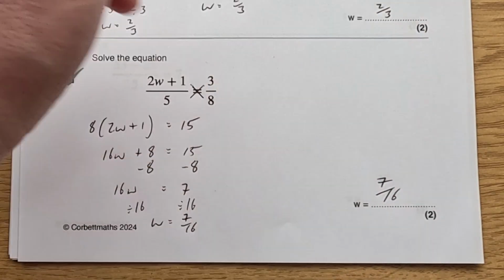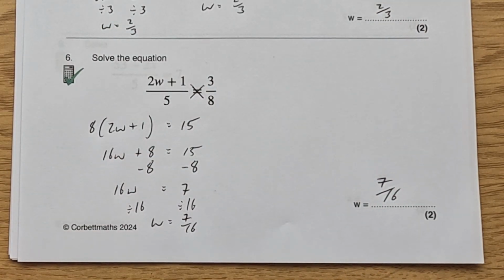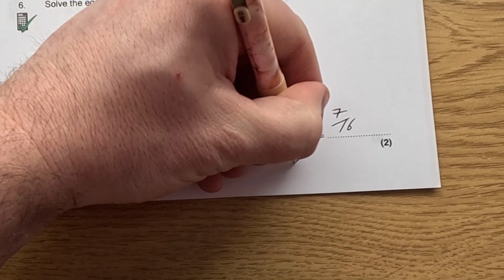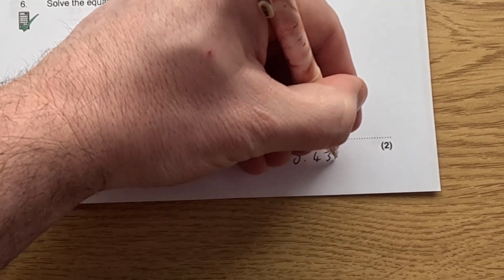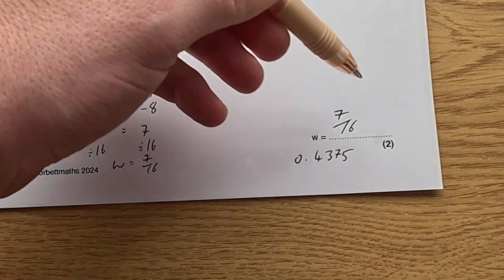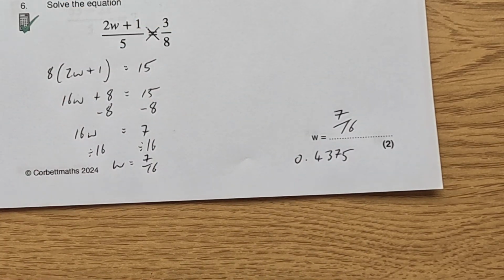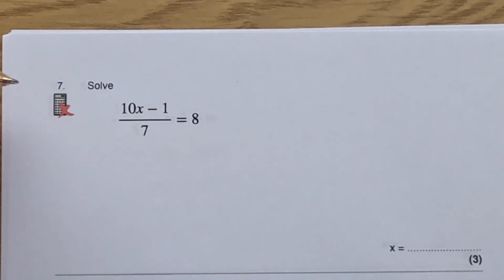And you can leave your answer as a fraction like that. You could change it to a decimal if you wanted to, and that would be equal to 0.4375. So you could write it as a fraction or as a decimal. I probably would just give it as a fraction, and that's it. Okay, let's have a look at our next question, question number 7.